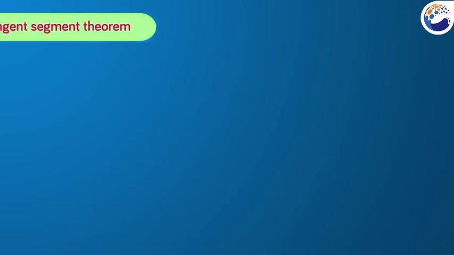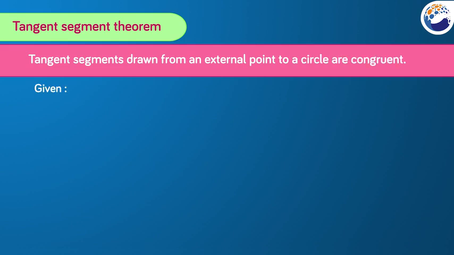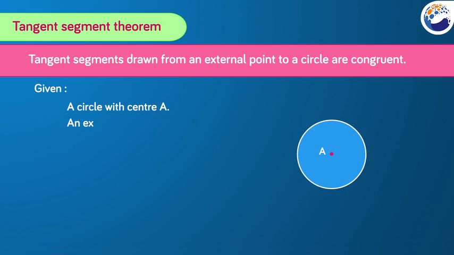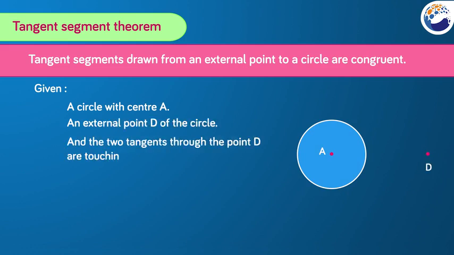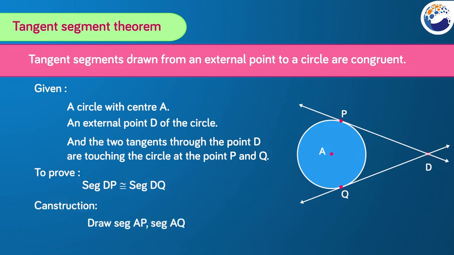Tangent segment theorem. Tangent segments drawn from an external point to a circle are congruent. Given a circle with center A, an external point D of the circle, and the two tangents through the point D are touching the circle. To prove, segment DP is congruent to segment DQ. Construction: draw segment AP, segment AQ and segment AD.